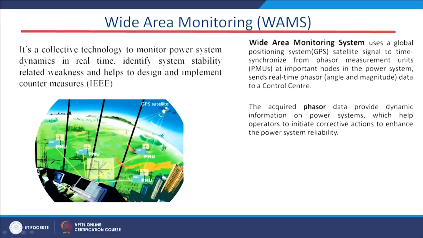Coming to the definition of WAMS, it is a collective technology to monitor power system dynamics in real time, to identify system stability related weaknesses, and to help design and implement countermeasures. WAMS technology helps in identifying weak areas or major disturbances, and after that it can also take the corresponding control actions on an online basis. That is the major advantage of WAMS.